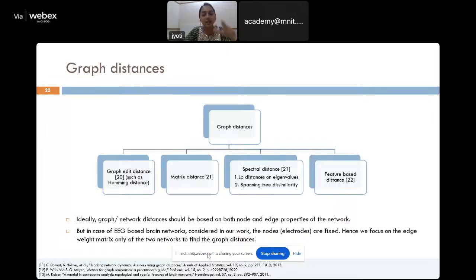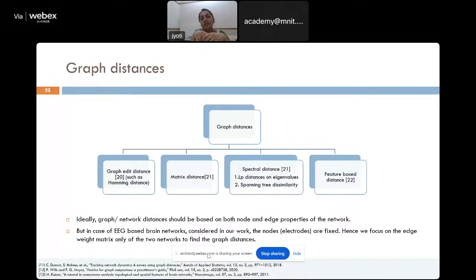There are various kinds of graph distances defined in the literature. The first is graph edit distance. If we want to change network 1 to network 2, how many structural changes should I make in order to go from network 1 to network 2? It tells which edge is present here and which edge is not present, where there is no connection. So how many structural changes are required to make network 1 into network 2? That is given by graph edit distance.